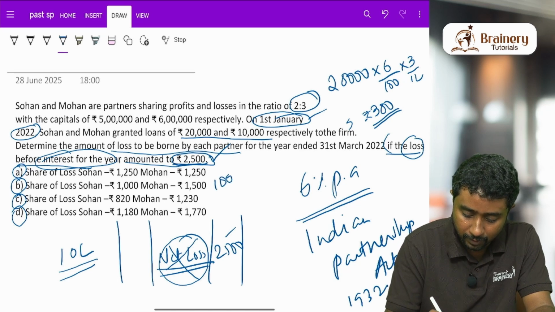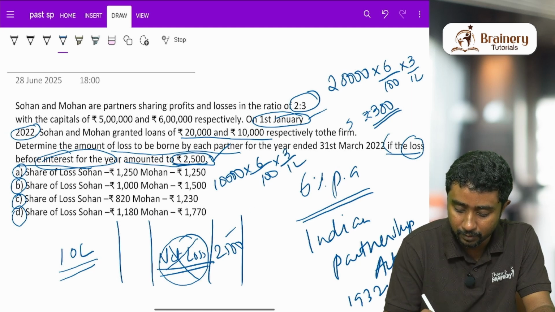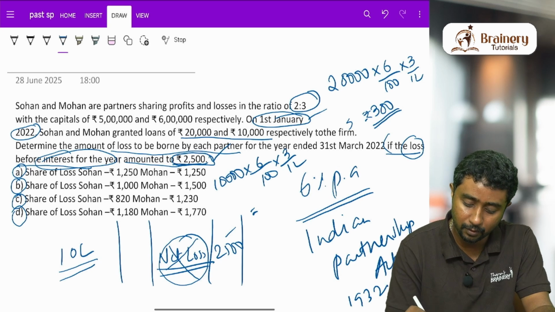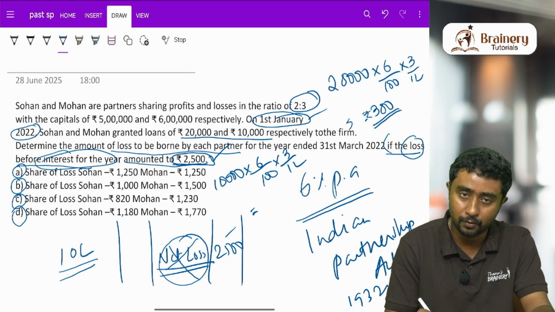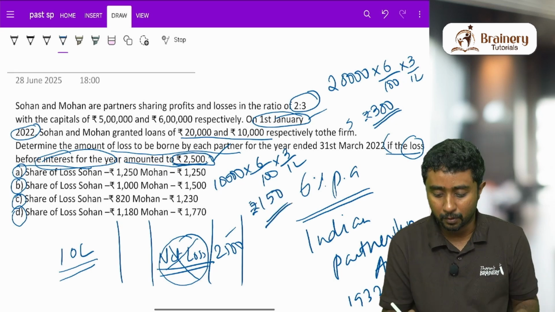How to calculate? 10,000 into 6 by 100. He also gave the loan on 1st January, so obviously 3 by 12. How much will you get? 10,000 into 6% is obviously 600. 600 into 1 by 4, because 3 by 12 means 1 by 4 only. Rupees 150. So you got both the amounts.